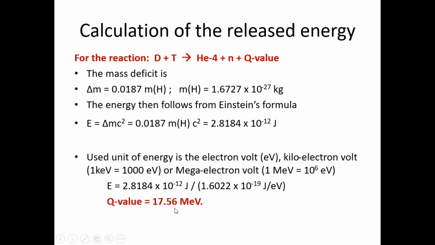Now, this energy is given out to both of the particles, the helium-4 and the neutron. Helium-4 is a massive particle, and the neutron is a small mass particle, and it is these two masses that are sharing the Q value.